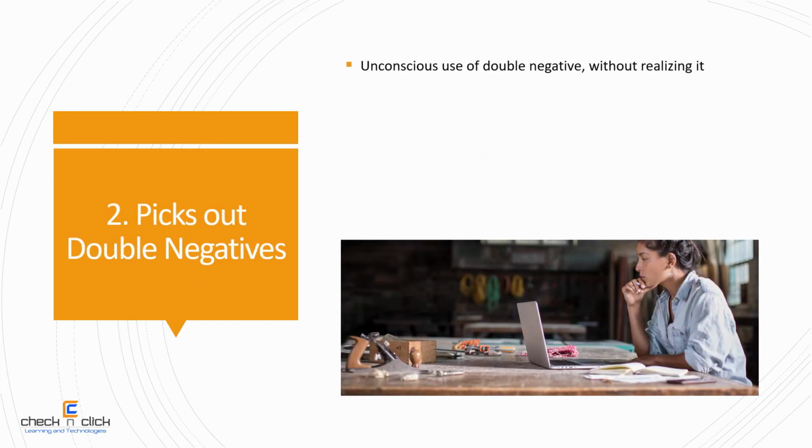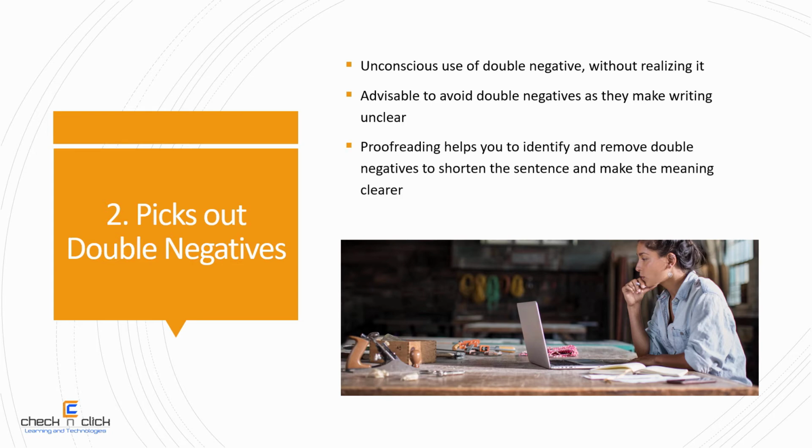We have all fallen on the sword of the double negative, often without realizing it. There are, of course, instances where the double negative can be used to highlight certain ideas or for irony. Apart from those instances, it is advisable to avoid double negatives, since they only make your writing unclear. Proofreading our writing can bring these double negatives to light. Not only will their removal shorten the sentence, but also make the meaning clearer.